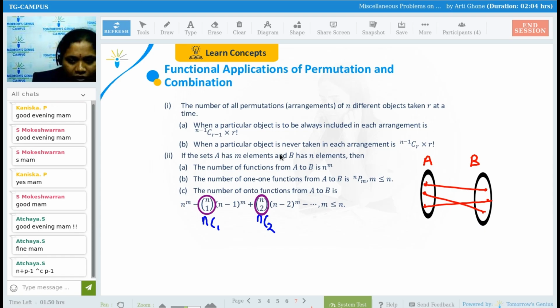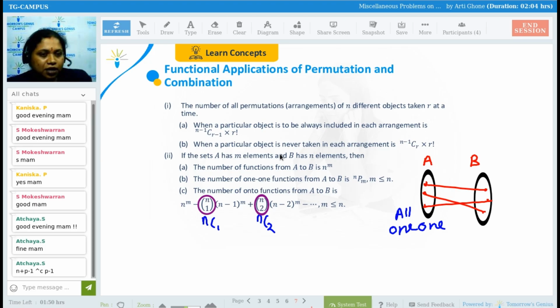All elements are connected. When all elements are connected with the one-one type, then it is known as one-one function and onto function. Clear? Onto function cleared. Every element of A should have a connection with an element of B. Clear? Okay. Now, these are the formulas. You will get it more deeply when you are done with your 12th.